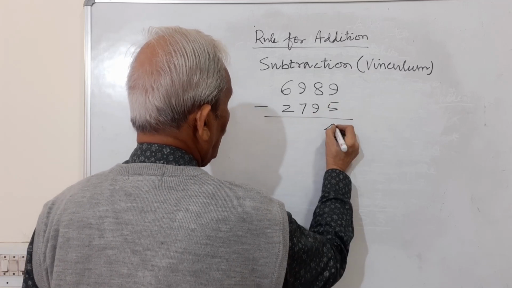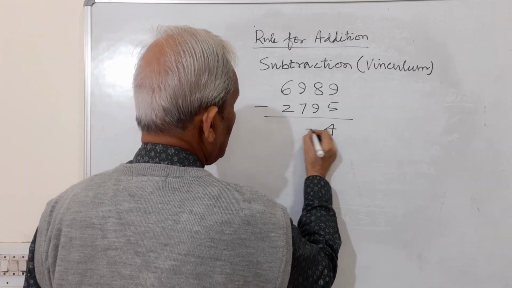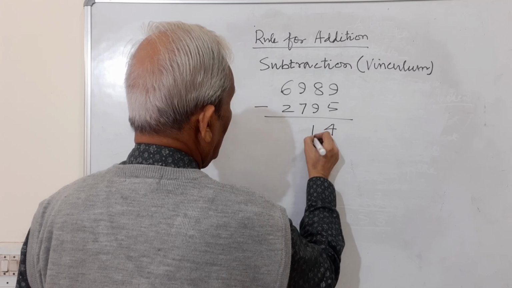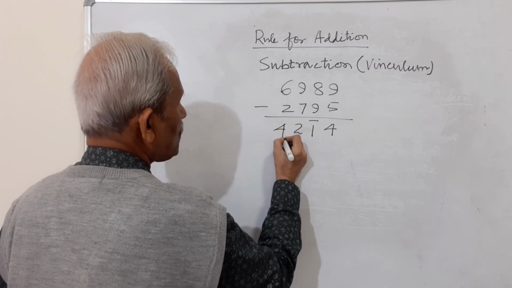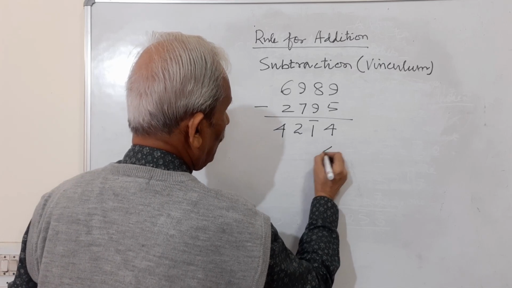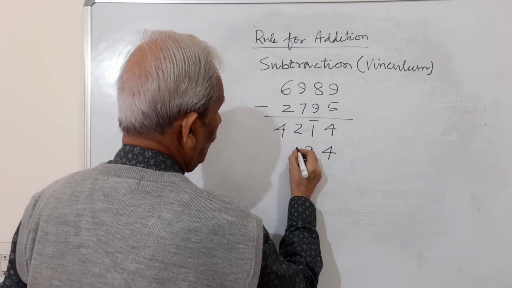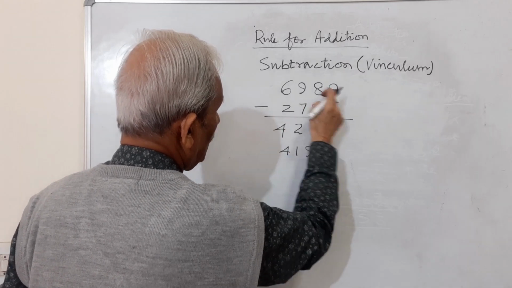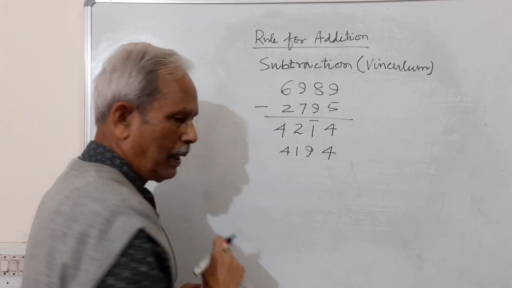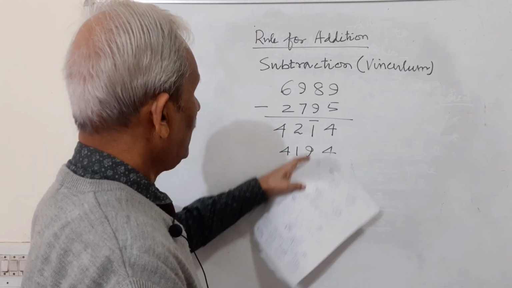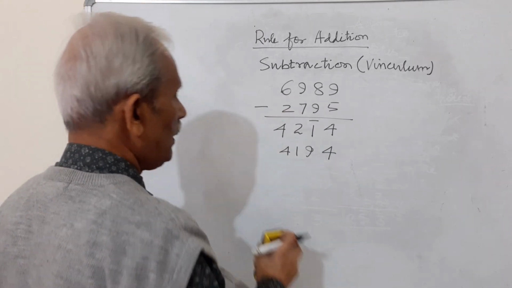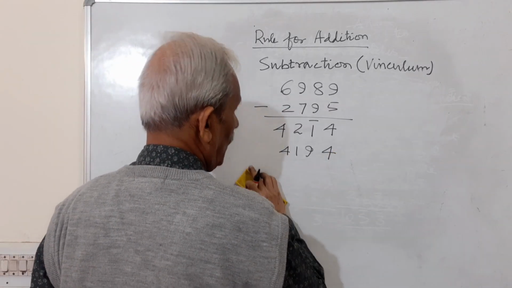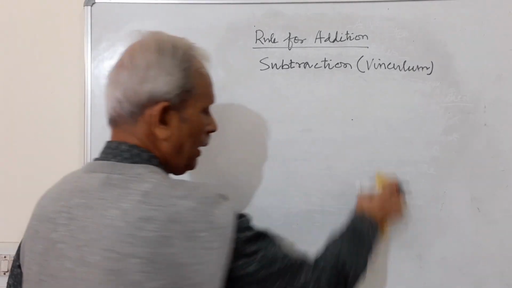9 minus 5, 4. 8 minus 9 is 1 bar. 9 minus 2 is 7. And 6 minus 2 is 4. And devinculate it: 4, 9, 1, 4. This is actually, if you do the subtraction, you'll find this is 4194. 4 plus 4, 9, 9 plus 1, 8, 1, 1, 2 plus 7, 9, 4 plus 2, 6, right? You can check it yourself, right? Okay, I'm grouping it out and see another one.